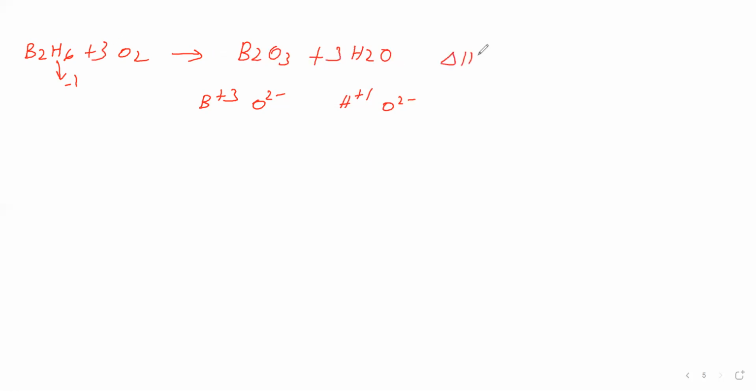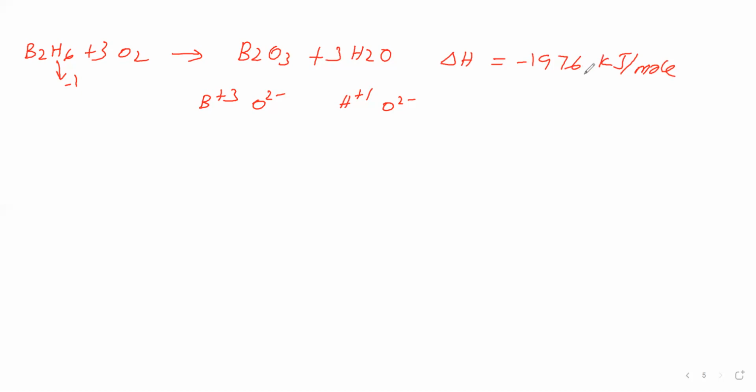Now for this, delta H is -1976 kilojoule per mole. It is an exothermic process. So this much amount of heat is liberated here. Therefore, this diborane is used as an aircraft fuel. We are using diborane as an aircraft fuel.